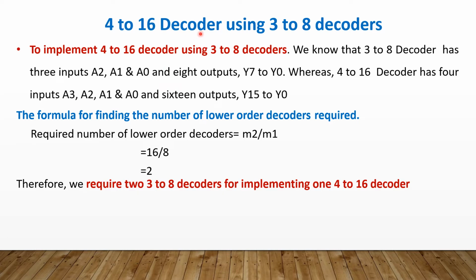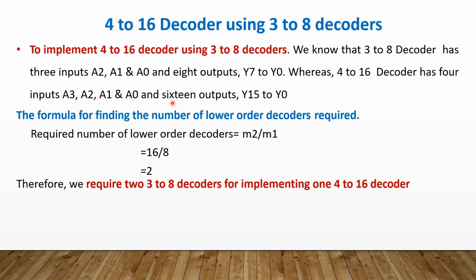So we know that a 3 to 8 line decoder has 3 inputs, say A2, A1 and A0, and 8 outputs from Y0 to Y7. Whereas a 4 to 16 line decoder will have 4 inputs, say A3, A2, A1 and A0, and 16 outputs, that is Y0 to Y15.